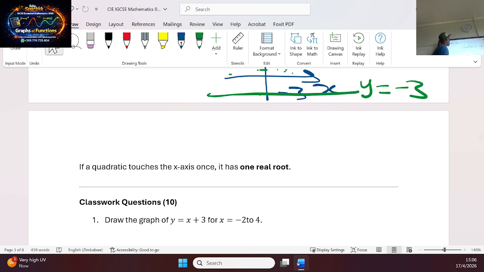Then the last part, 10, we might be interested in interpreting if a quadratic touches the x-axis once, it means it has one real root. Well, if it doesn't touch, it means it doesn't have real roots. And if it actually crosses, it means it has two real roots.